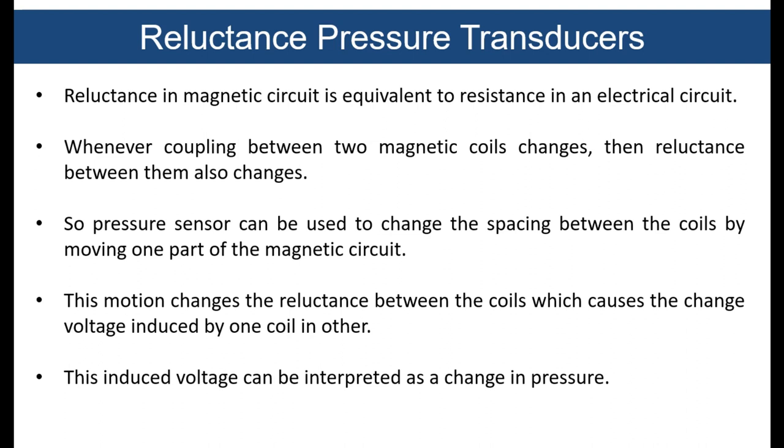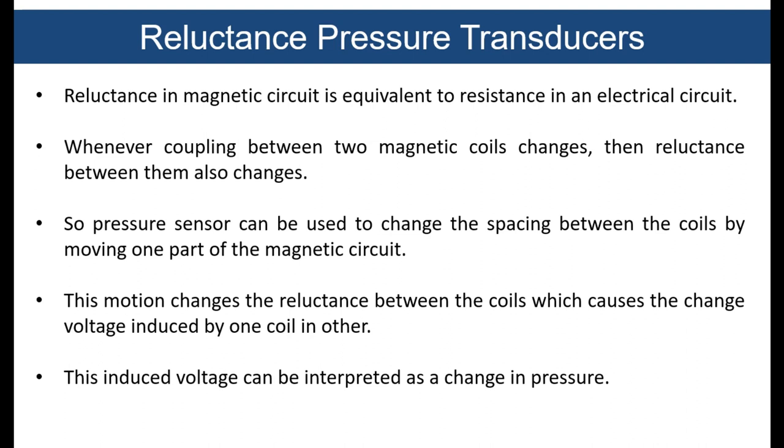We can do two things here. The first is separating the two magnets from both sides. Or we can fix one magnet and move the other magnet up and down to create the spacing between the coils. In two ways we can do that. So here we have the pressure sensor. Due to the change in this spacing, the reluctance between the coils changes, which causes a change in voltage.